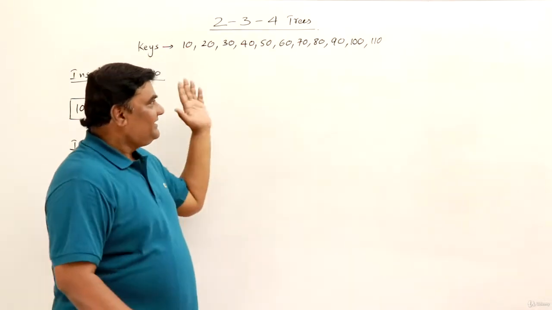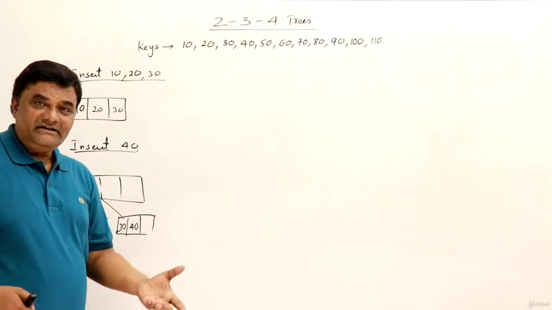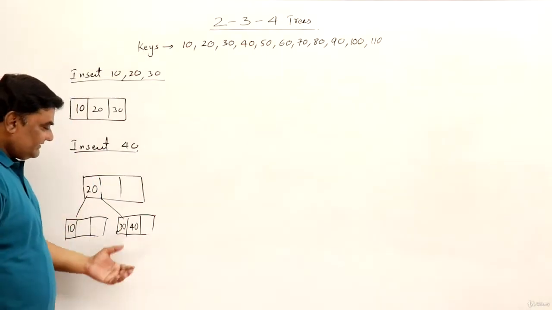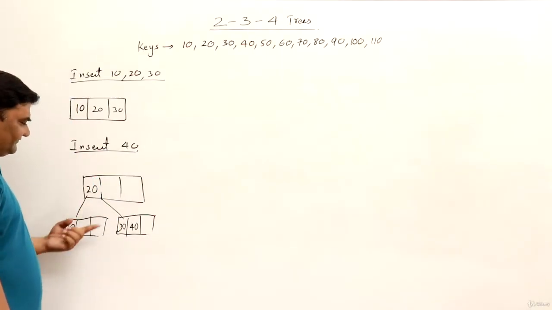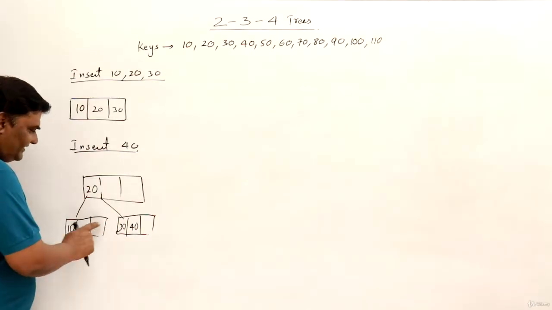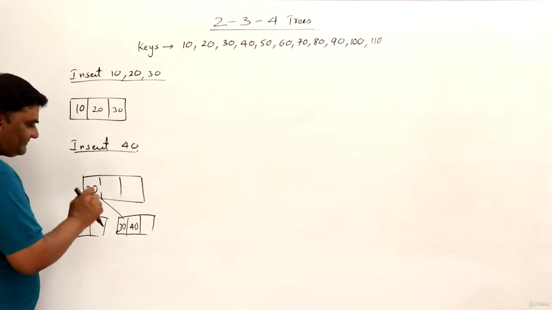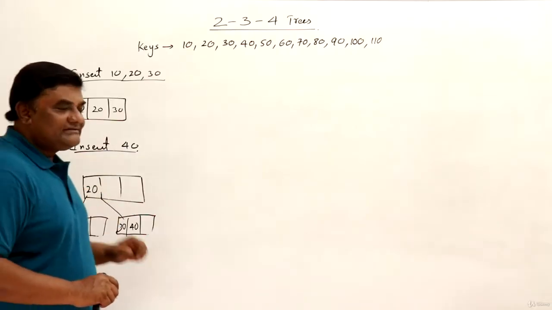Because I want to show you more splitting, that's the reason I am taking 2 on this side. Or else you can take 2 on this side and 1 on that side. In that case, 20 will be here, 30 will go here, and 40 will be at this place. So this is the first splitting.